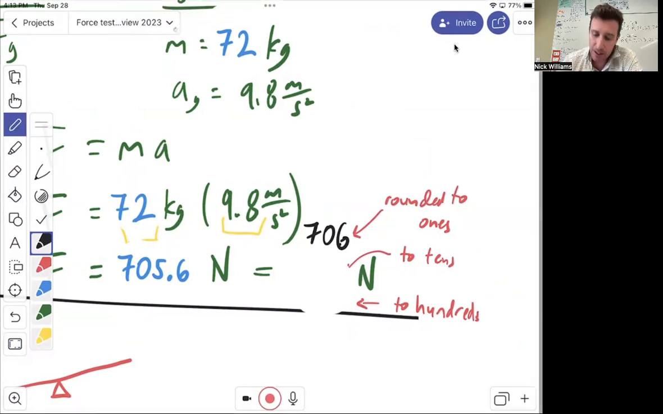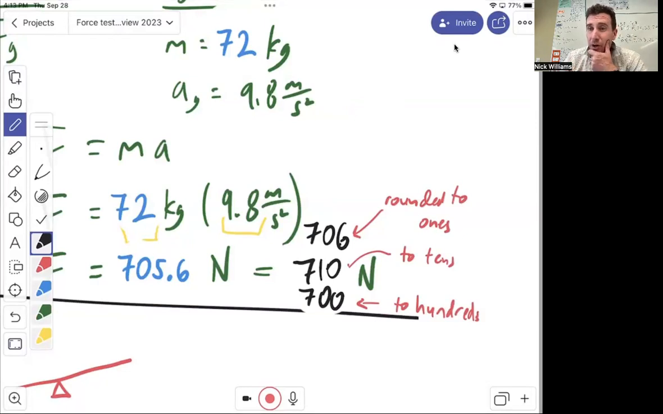So to my tens place, 5.6 would round up. So that would be 710 newtons. Or since it's so close to the 100, 705, I might choose to round to my nearest 100, and that would be 700 newtons.